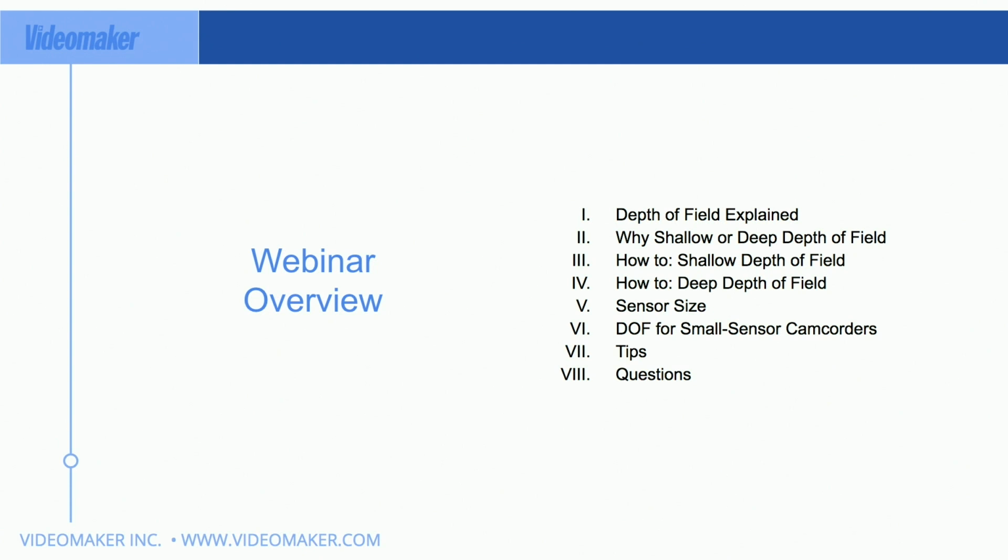We'll talk about how sensor size plays a role in how easy it is, or how many steps you have to do, to get shallow depth of field. And then we're going to talk about getting depth of field for small sensor camcorders. So really doing some tips and tricks to get that shallow depth of field out of a camera that's really not designed to do that very easily. And then we're going to end with tips and tricks, all the things that we really pay attention to when trying to get the right focus point, and then we'll end with questions.